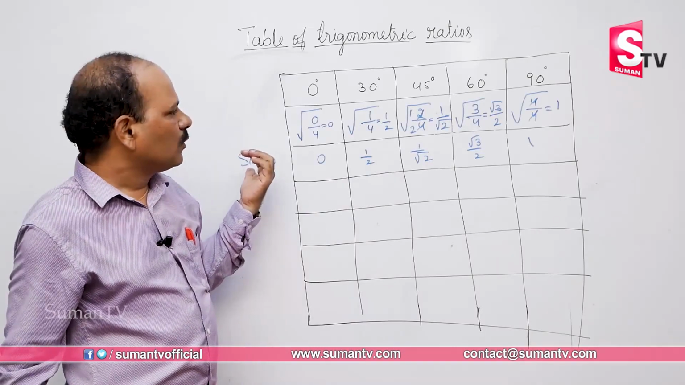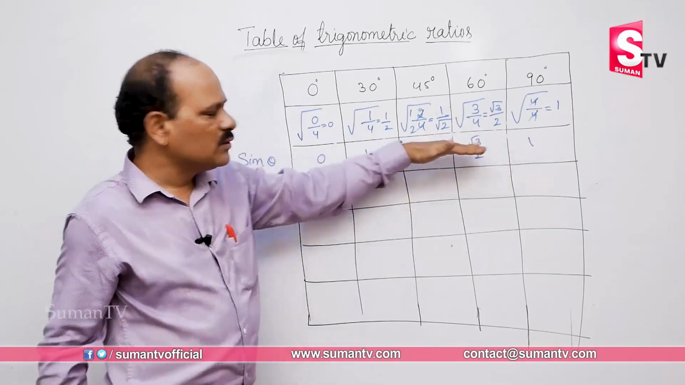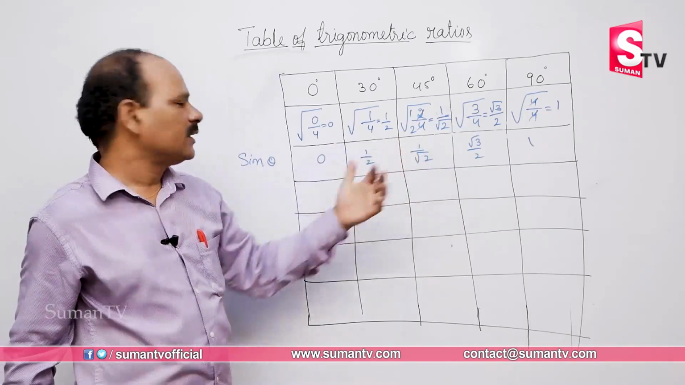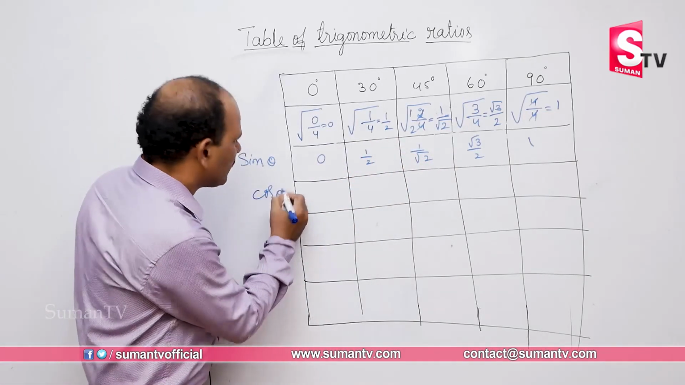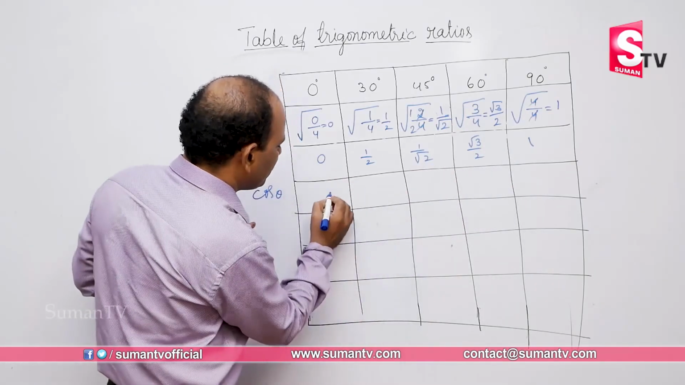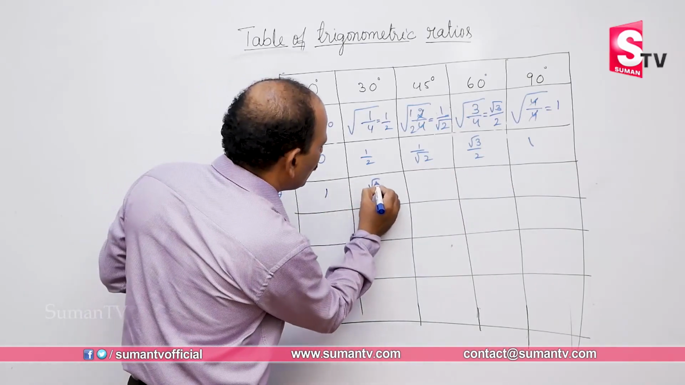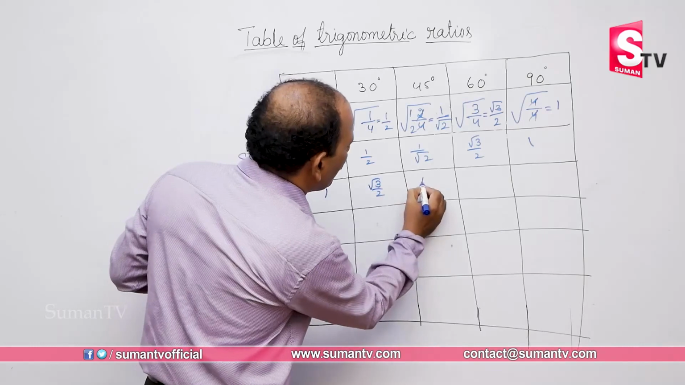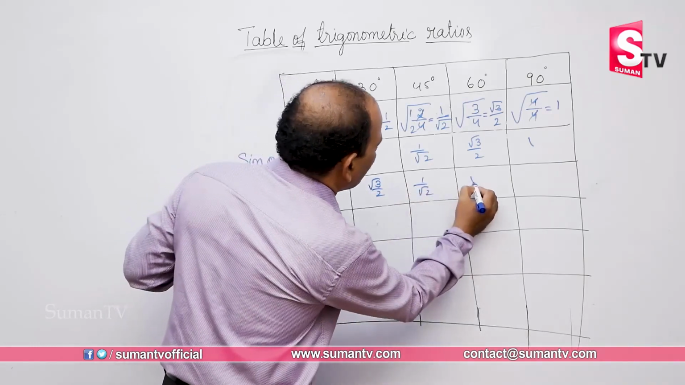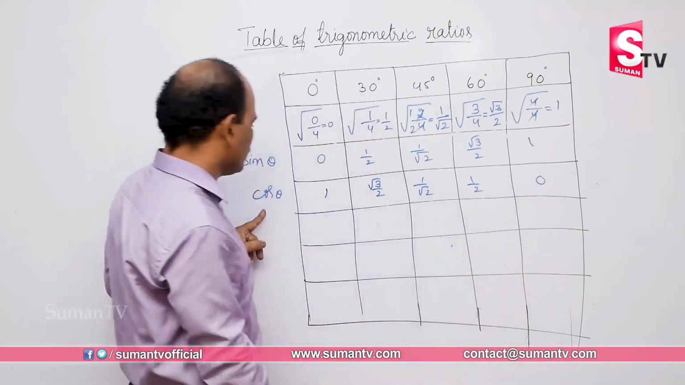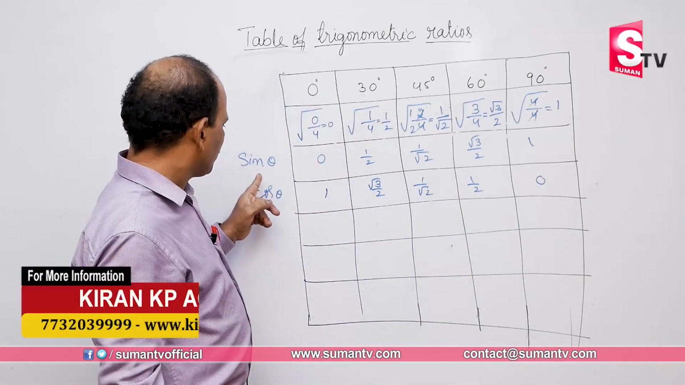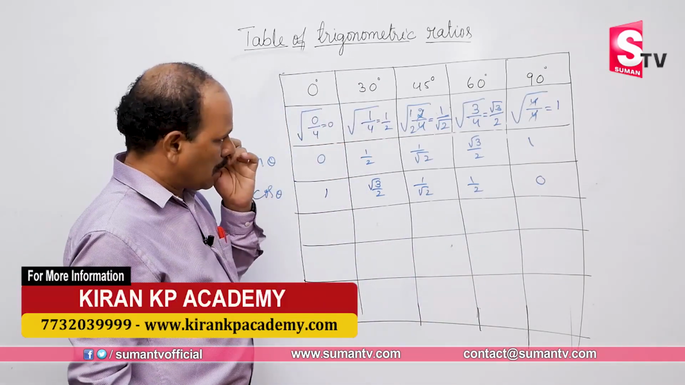Okay. Now, you write these values in the reverse order. Then you will get the values of cos theta. Cos theta is equal to, write in the reverse order: 1, root 3 by 2, 1 by root 2, 1 by 2, 0. Okay. These are the cos theta values.